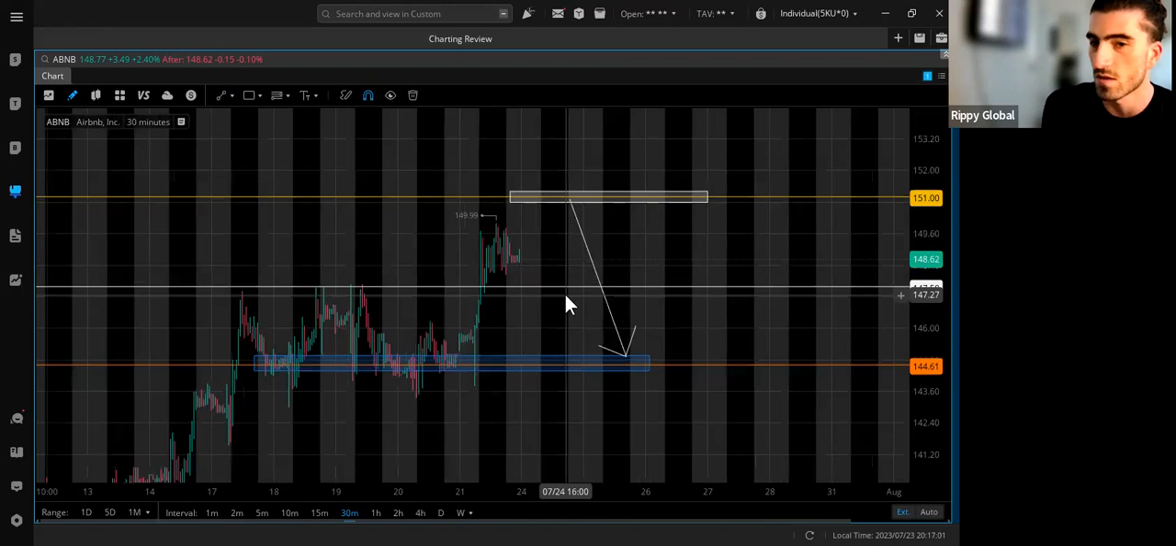So for me, the main support I see is roughly 145 a share, main resistance around 151 a share, and then in the smaller frames it could be indecisive, roughly 147.5 a share.